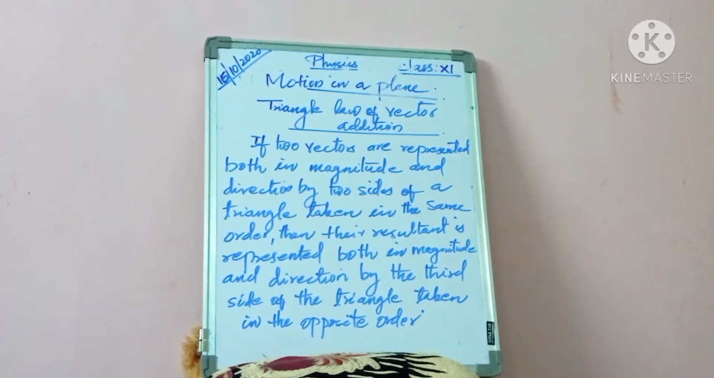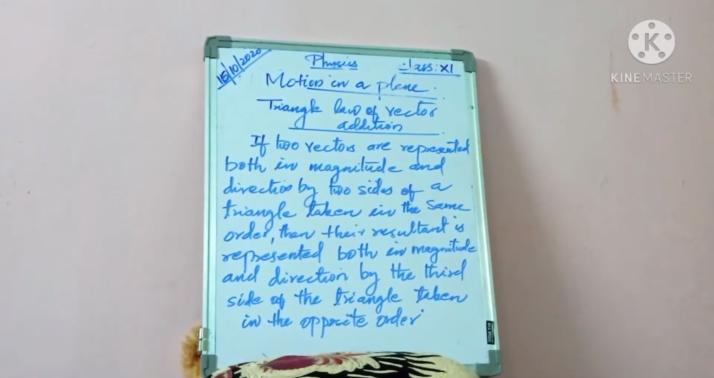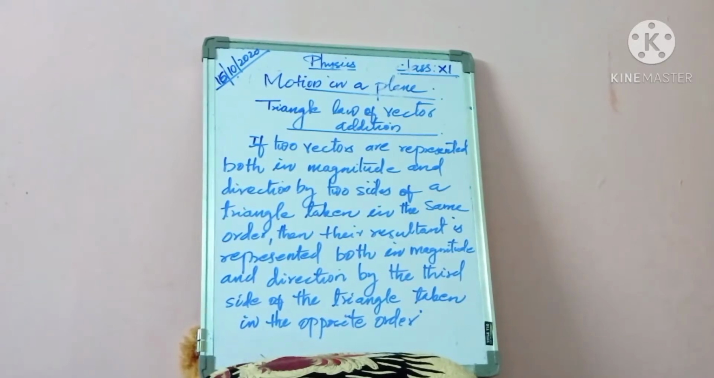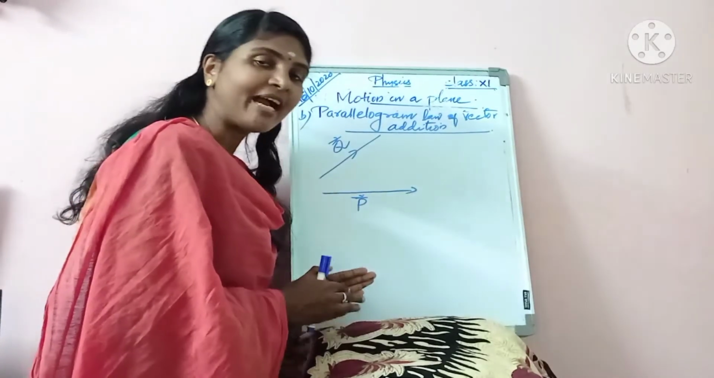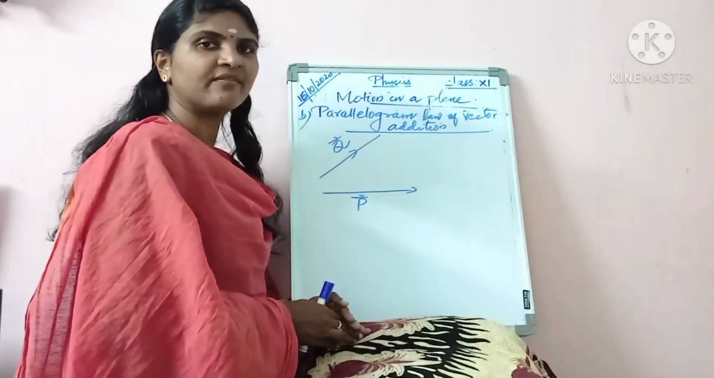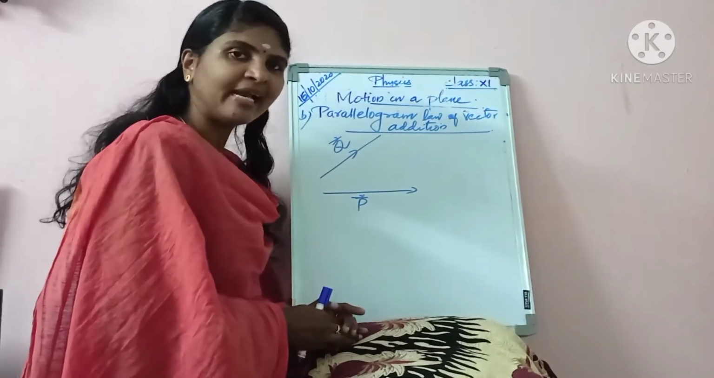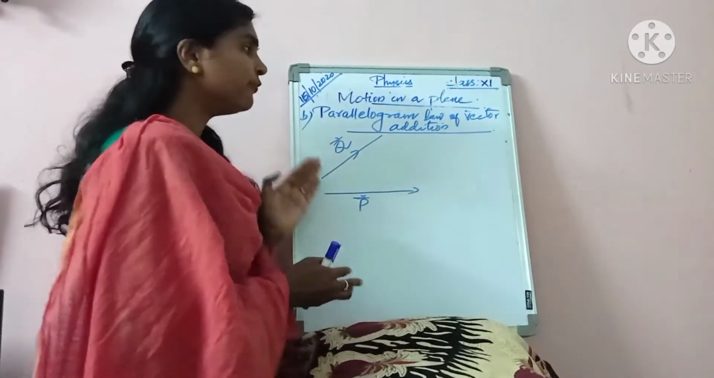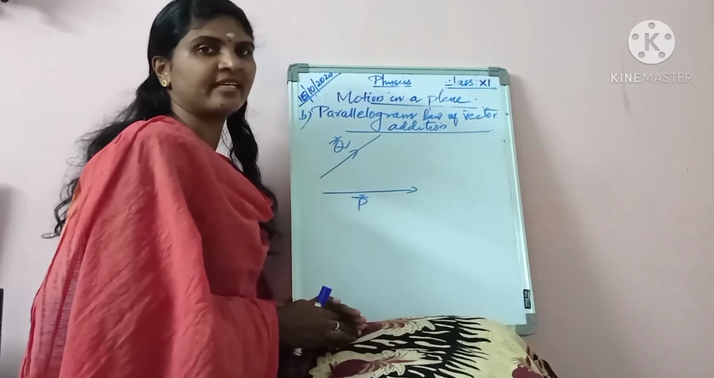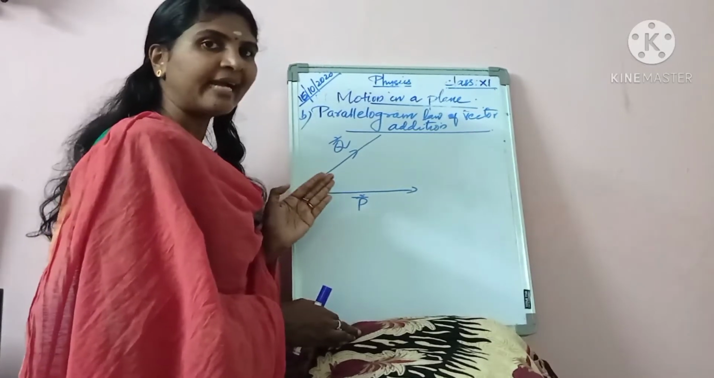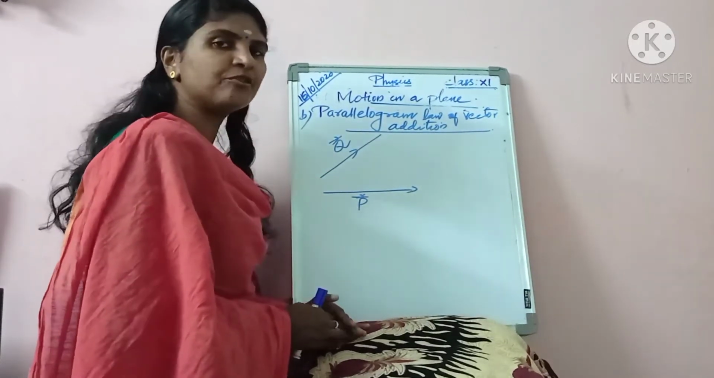According to the triangle of vector addition, if two vectors are represented both in magnitude and direction by two sides of a triangle taken in the same order, then their resultant is represented both in magnitude and direction by the third side of the triangle taken in the opposite order. So we have learned the triangle of vector addition when two vectors are inclined at some angle. Next, we can use the parallelogram law of vector addition to add two vectors inclined at some angle.